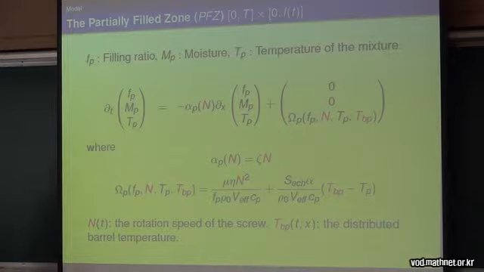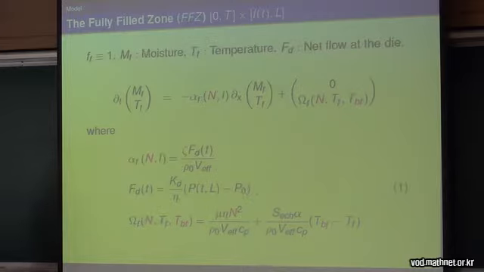And this is TBP, the boundary barrier temperature, which can be used as control as well. Okay. And in the fully filled zone, where x belongs to (LT, L), there is no equation for the filling ratio because it's a fully filled zone, as I said.